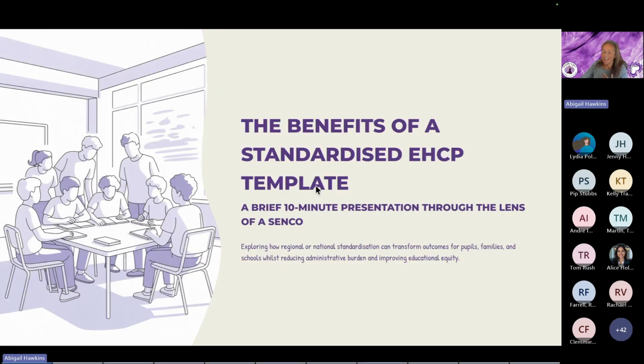Okay, so I am not at the wonderful advisory level of Andre. I'm very jealous. I am a Senko on the ground, and I always have been. So this is my perspective of why I think a standardised EHCP template would be absolutely amazing. I love my job because I get to go into schools up and down the country.